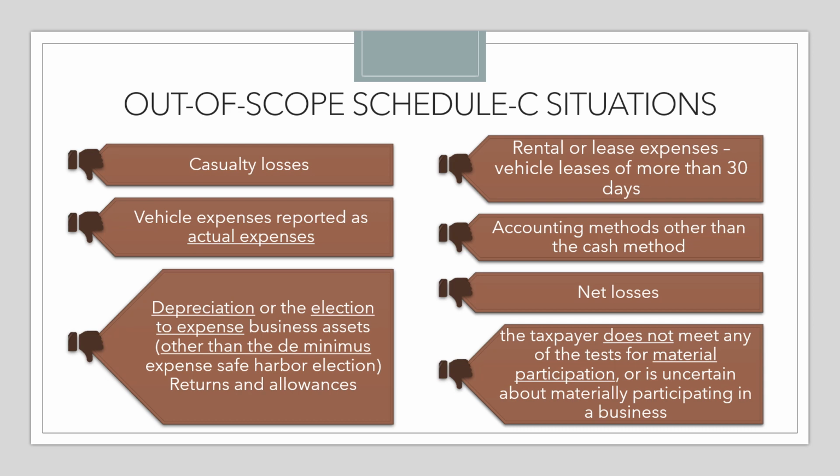And then if the taxpayer does not meet any of the tests for material participation, or they are uncertain about whether they are materially participating in the business, then that will be out of scope. And material participation is, are they engaged in this business? Are they performing the services? Are they selling the goods? Are they making these business decisions? Then that's considered material participation.